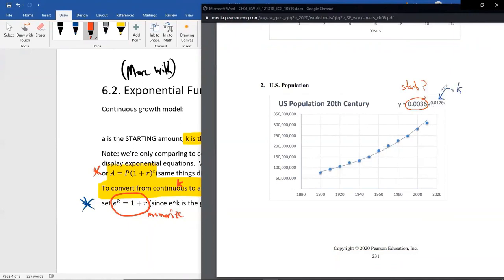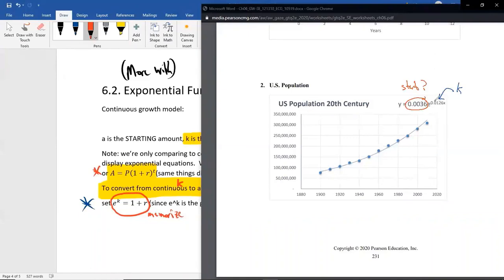Now, if it's negative, that would mean that we're going to be decreasing over time. We would be losing. And while I'm not going to have time to do example 3, please look at it on your own time on page 232. Please look at example 3. You'll see a negative K. You'll see that this thing is going down instead of up. And that's called exponential decay.